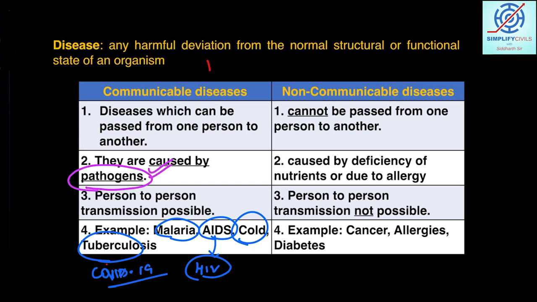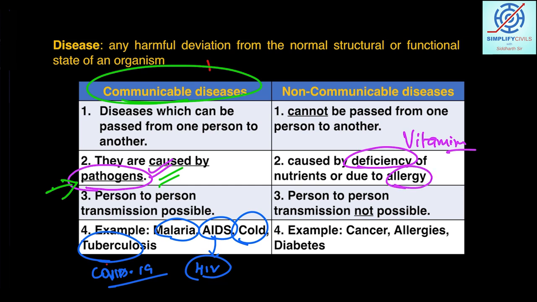Now let's look at this word here: communicable diseases are caused by pathogens. But what is the reason for non-communicable disease spread? The reason is some kind of deficiency. There can be a deficiency of vitamins in an individual, and you are already aware that due to lack of some vitamins and minerals in the body, there can be deficiency disorders. For example, night blindness can be caused by the deficiency of vitamin A. Scurvy can be caused by the deficiency of vitamin C. I will be teaching the vitamins topic further in part 3, but these are some examples.